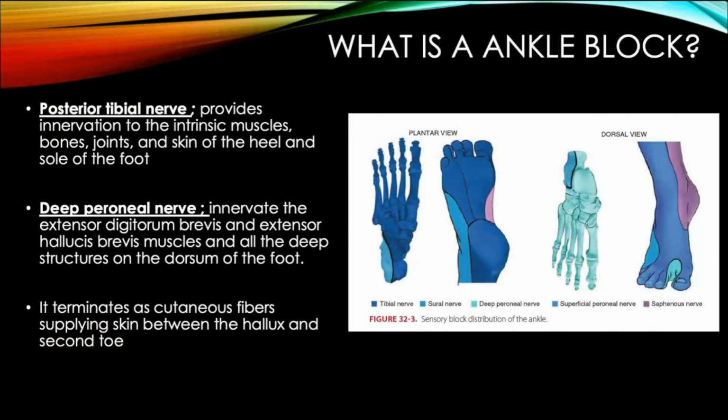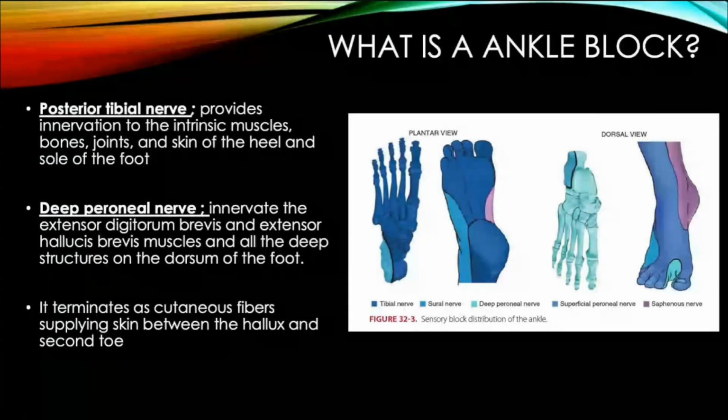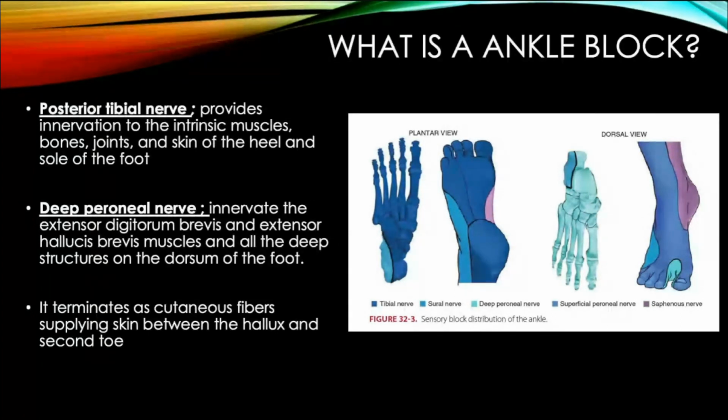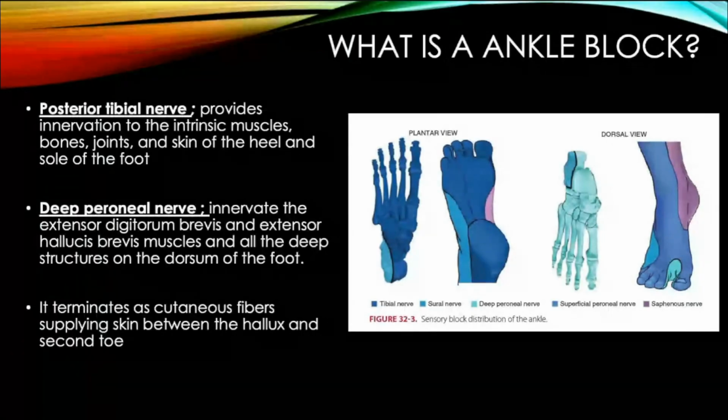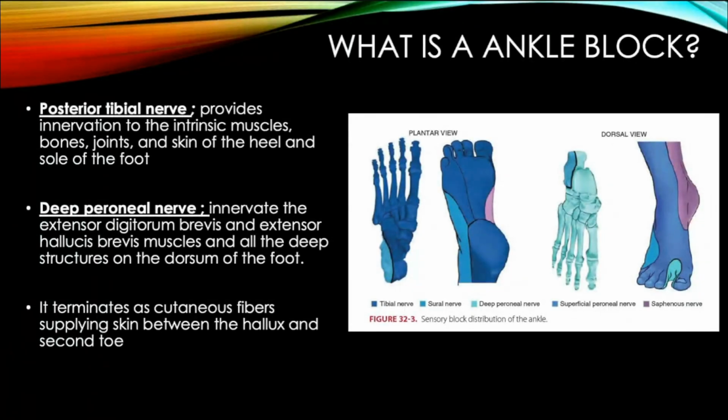Then we also have the posterior tibial nerve. The posterior tibial nerve provides innervation to the intrinsic muscles, bones, and also joints and skin of the heel and sole of the foot. And the last one is the deep peroneal nerve that innervates the extensor digitorum brevis and also extensor hallucis brevis muscle and all the deep structures on the dorsum of the foot.